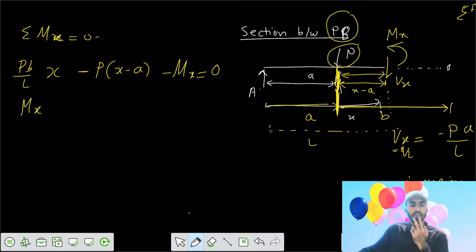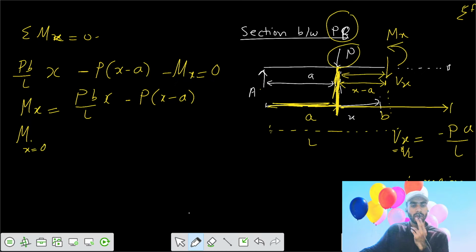So the moment at x equals Pb by L times x, minus P times x minus a. If you want to know the value of moment at point P, that means when x was a, we can get Pb a by L minus P times a minus a. That's Pab by L.